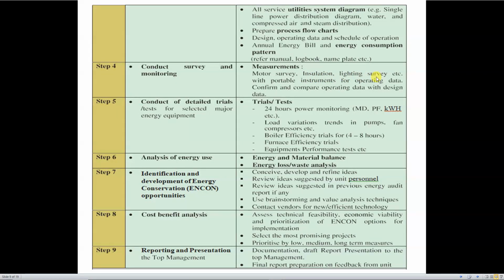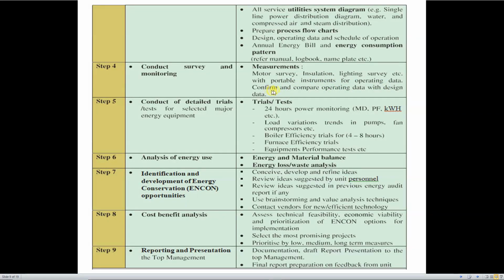Then the lighting survey. Okay, lighting survey means the lighting survey indicates the condition of lighting in a particular sector or department or an industry. Okay, so this can be gathered with portable instruments for operating data.